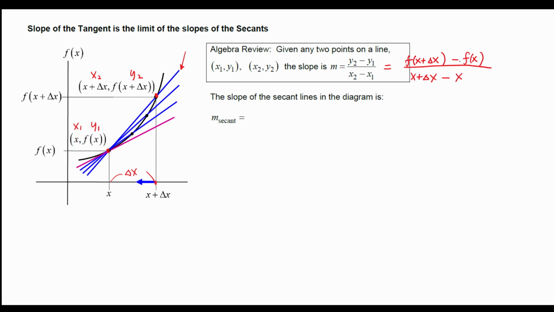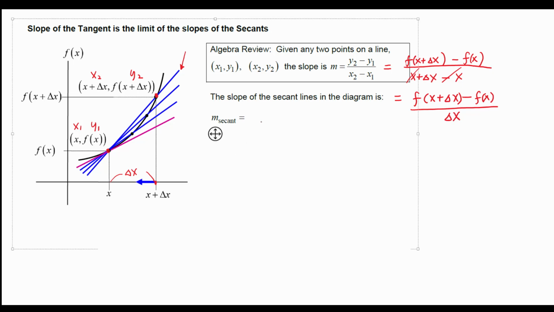So on the numerator, I cannot simplify, but on the denominator, x subtract x is 0. So I will just get f of x plus delta x minus f of x over delta x, which gives me the slope of the secant line. So the m secant is what we just said one more time: the slope of the secant line is f of x plus delta x minus f of x over delta x.